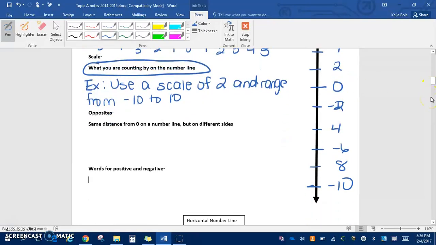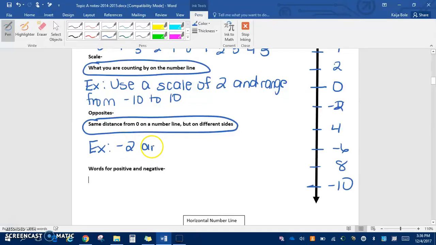Our next definition is opposites. Opposite is the same distance from 0 on a number line, but on different sides. Some examples of an opposite would be -2 and 2, or 9 and -9. Those are opposites. Again, make sure you have these definitions written down here that I circled.